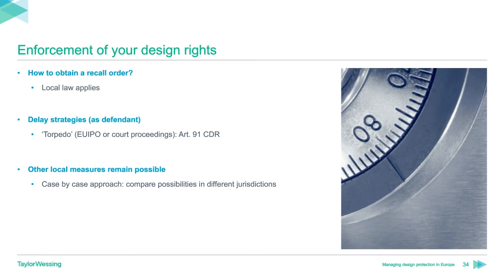And pursuant to Article 91 of the Community Design Right Regulation, a community design court has in principle to stay any infringement proceedings if an invalidity action is already pending at the EU IPO. Therefore, this could seriously delay the possible infringement proceedings against you.